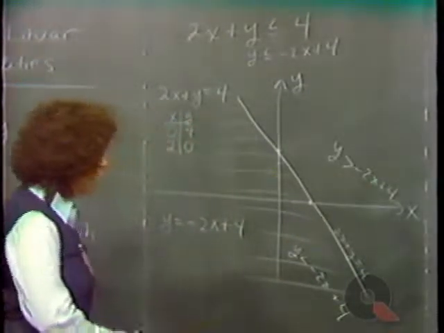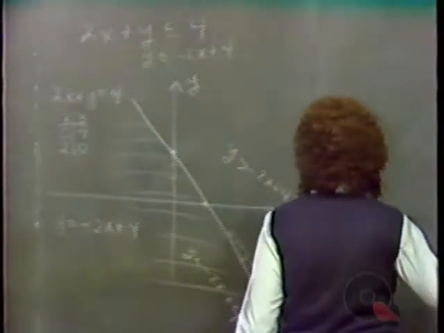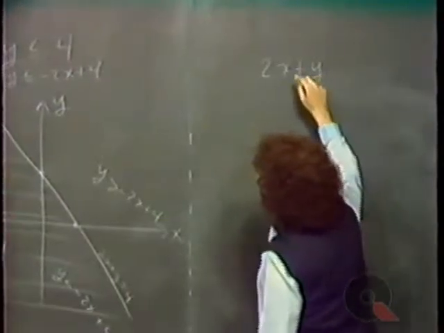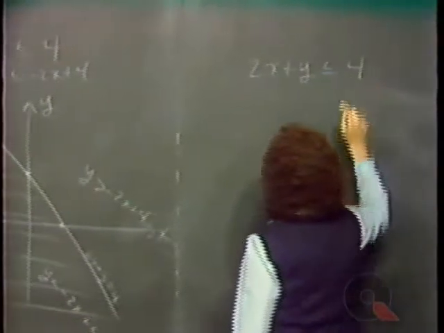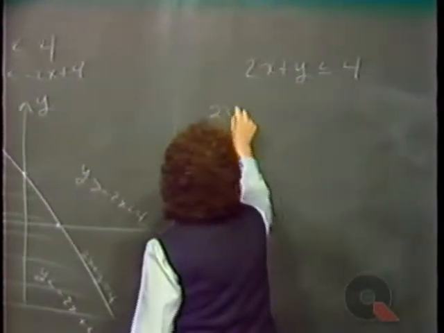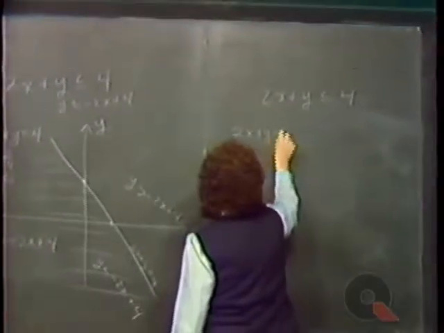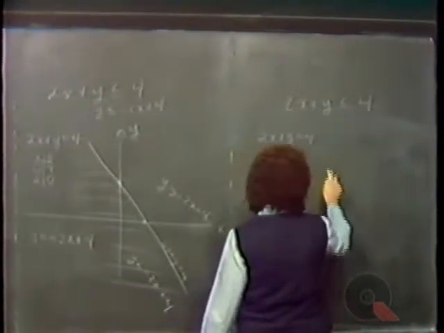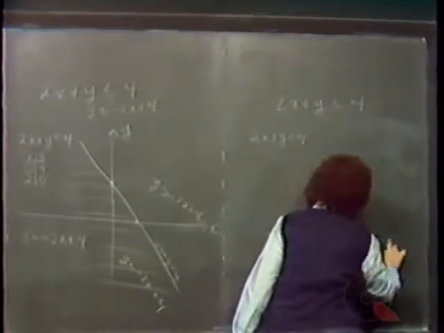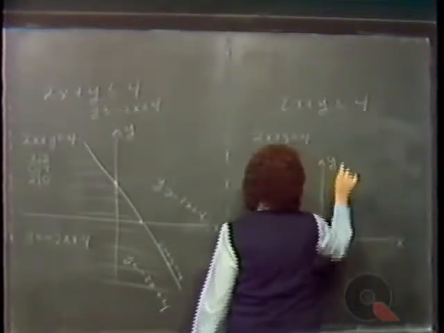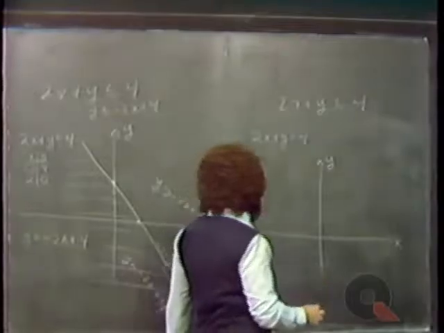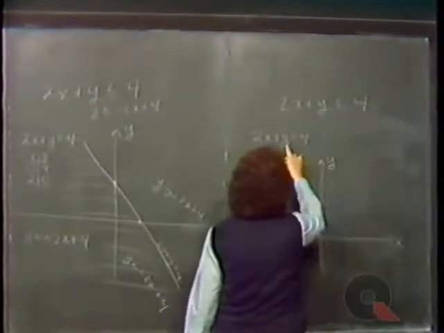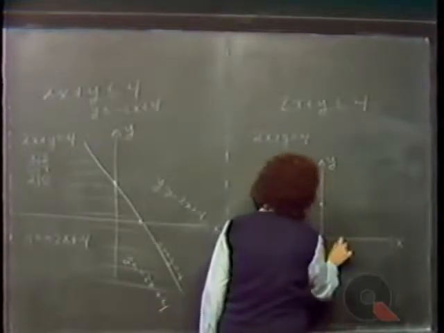Okay, the other way of doing this would be to start with the original inequality, 2x plus y less than or equal to 4, and as before, sketch the graph of the corresponding line where we replace the inequality symbol by the equality. Start exactly the same way we did before. And we know from before that the intercepts were (0, 4) and (2, 0).